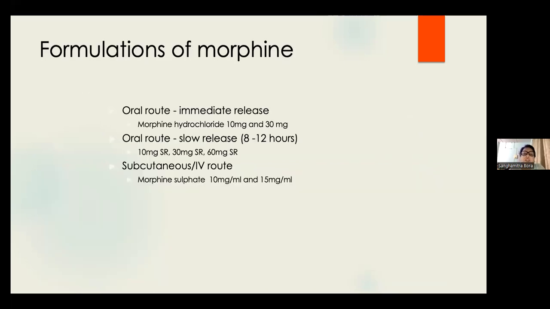So these are the formulations of morphine. Morphine hydrochloride is available as an immediate release in 10 mg and 30 mg tablets. There are slow release tablets also, which work within a range of 8 to 12 hours. 10 milligrams, 30 milligrams, and 60 milligrams are available. Morphine used for subcutaneous and IV routes is available as morphine sulfate, which is 10 milligrams and 15 milligrams per ml ampules.